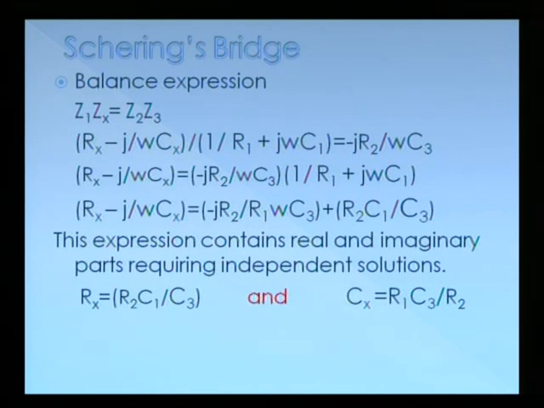Reducing this expression, we can finally get Rx minus j upon omega Cx is equal to minus j R2 R1 upon omega C3 plus R2 C1 divided by C3. In this expression, we separate the real part and imaginary part. Then Rx is equal to R2 C1 upon C3 and Cx is equal to R1 C3 upon R2. So thus we have the values of unknown capacitance and its leakage resistance available here.